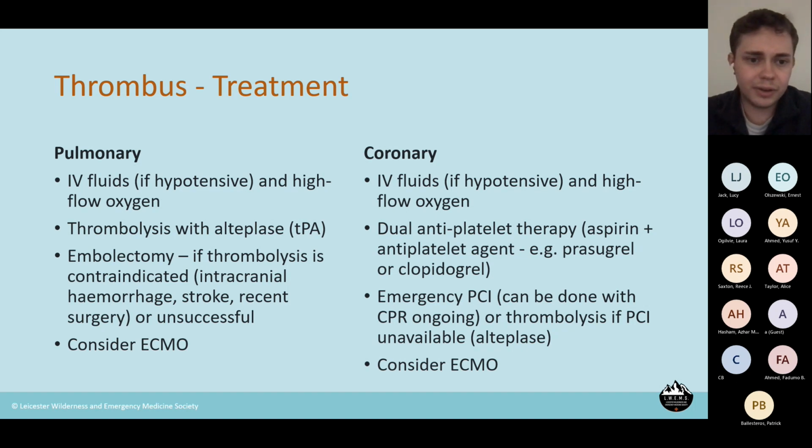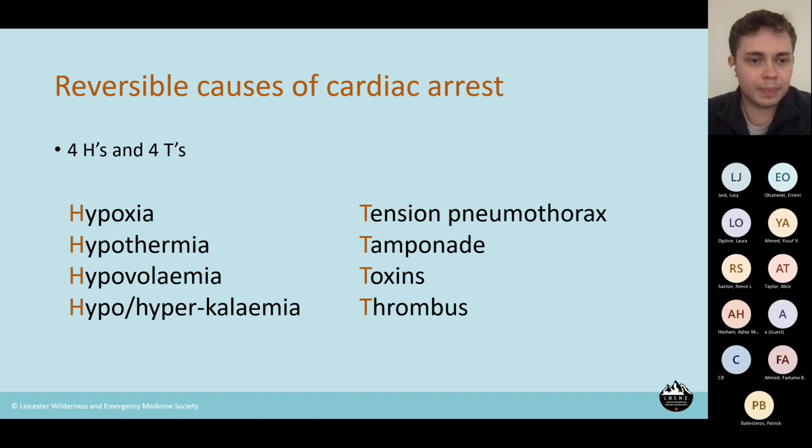And then coronary, so again, oxygen, start medical therapy with your dual antiplatelet therapy, like aspirin and clopidogrel. Emergency PCI, as I said, can be done with CPR ongoing, or if PCI isn't available or hasn't worked for some reason, then you can do thrombolysis with alteplase again in that case. And again, considering ECMO to support end organ perfusion. Okay, so that's the main reversible causes of cardiac arrest, your 4Hs and your 4Ts.